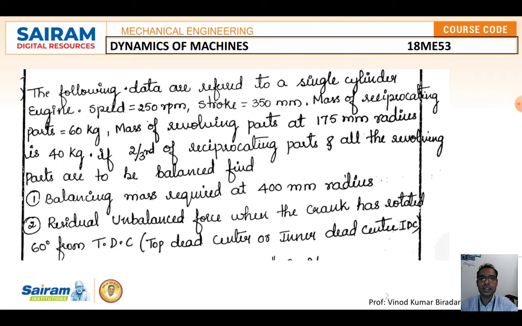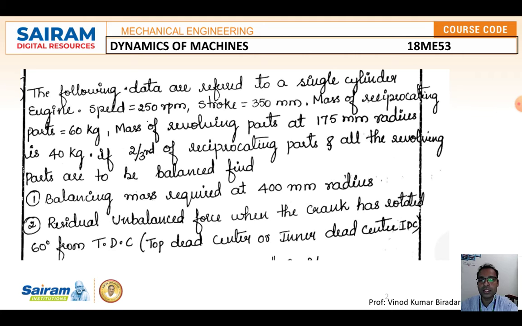The following data refer to a single cylinder engine. Primary balancing is related to a single cylinder engine. The speed is given as 250 rpm, the stroke length is 350 mm, and the mass of reciprocating parts is 60 kg. The mass of rotating parts, that is revolving parts, at 175 mm radius, is 40 kg.